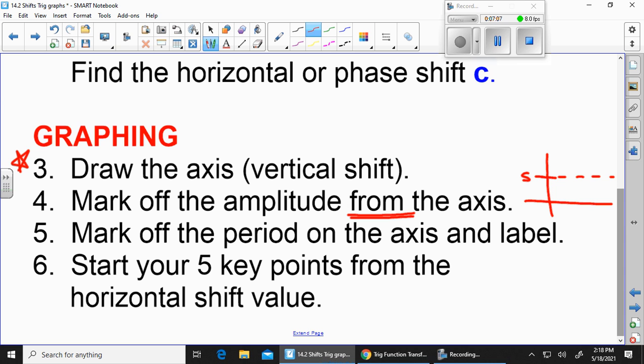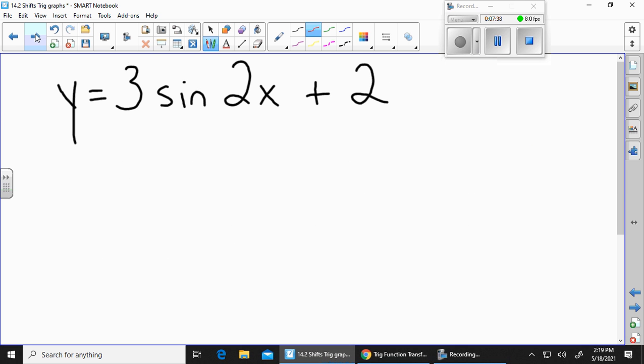If the amplitude is 3, you go up 3 to 8, down 3 to 2. So now your max is 8, your min is 2. Mark off the period and label it just like we did on Wednesday. Do your 5 key points and you're good. So, I mean, you really have to see it and see some examples to get the idea. So, first one you see on your paper.